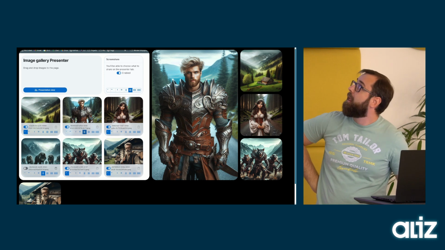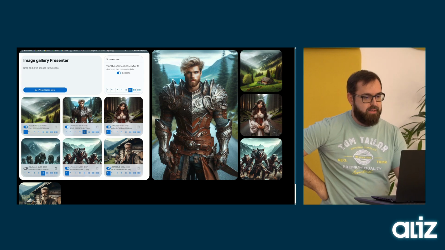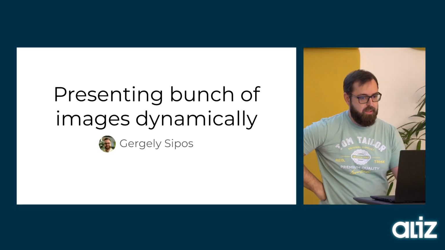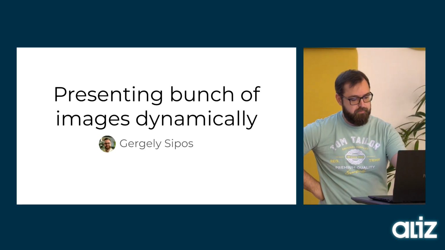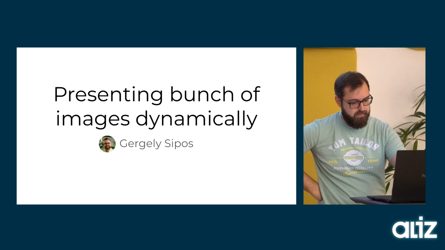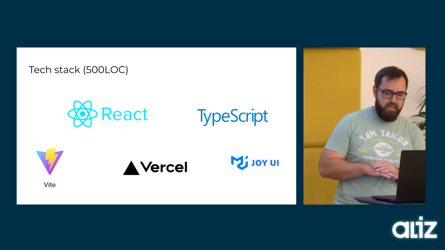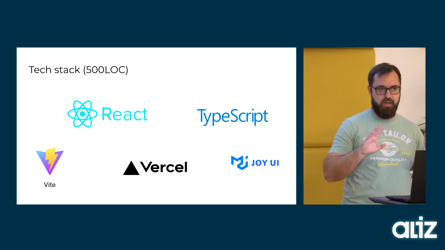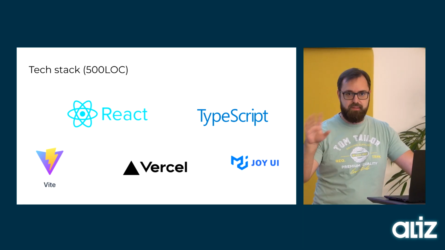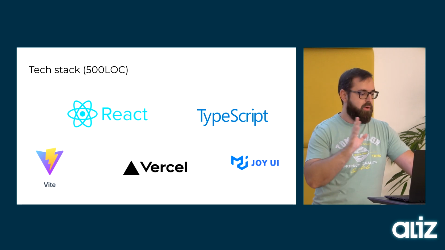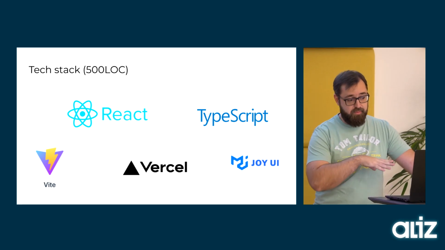So, how does this work? If I go back to the slides, okay. It's a pretty simple application, basically 500 lines of code. The tech stack is absolutely standard: React, TypeScript, the usual stuff. Vite is mentionable because it's quite easy to build front-end stuff with that.